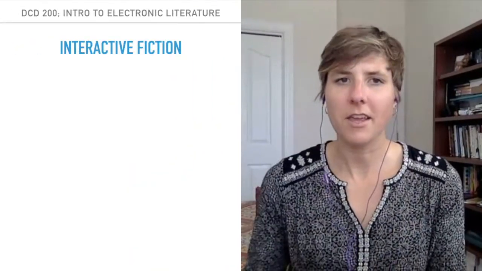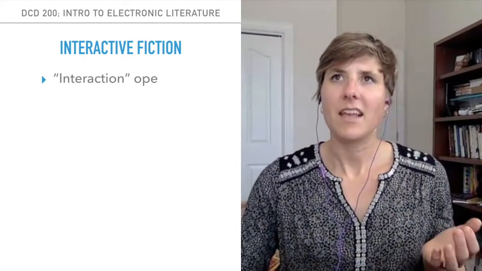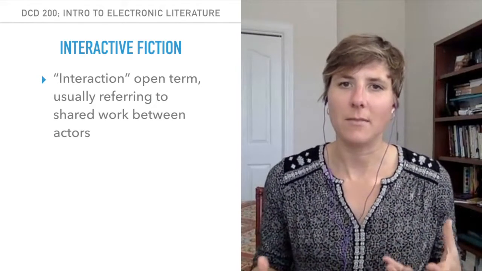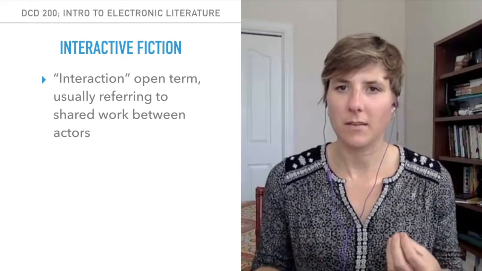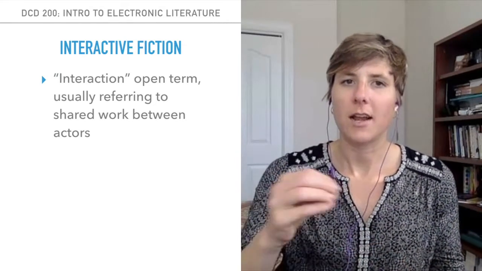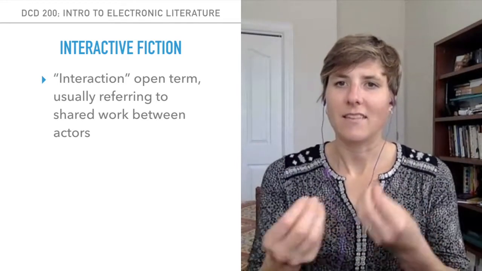All right, our fifth model here is interactive fiction. So interaction is a really open term, right? We usually tend to think of it as meaning some kind of shared work between two different actors. So between a book and a reader, or a computer and a user, a video game and a player, right? We tend to think of these as interactions.